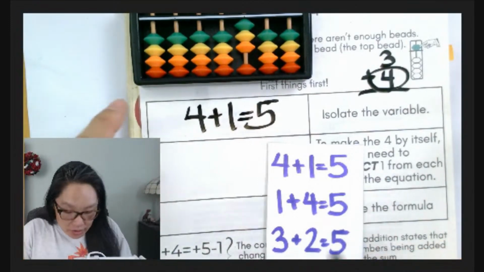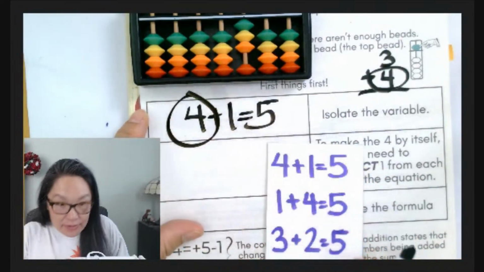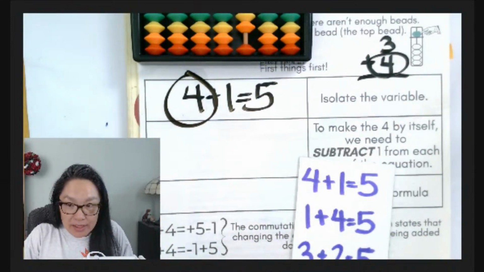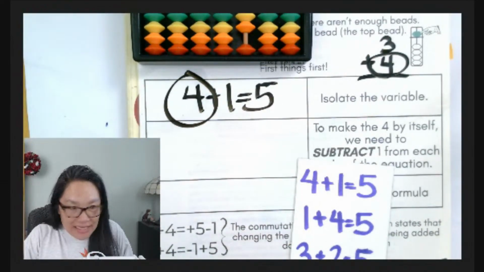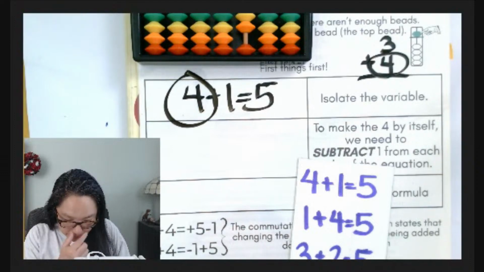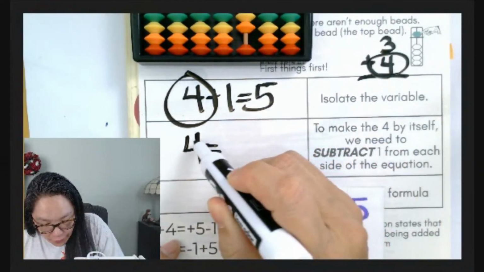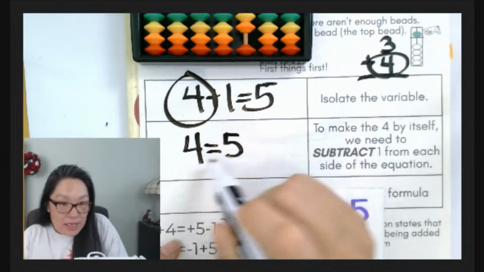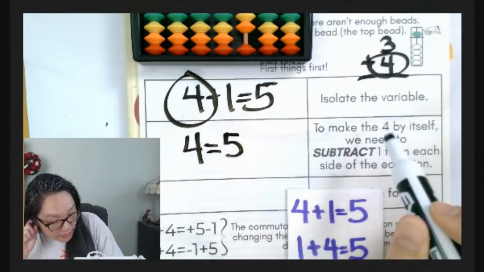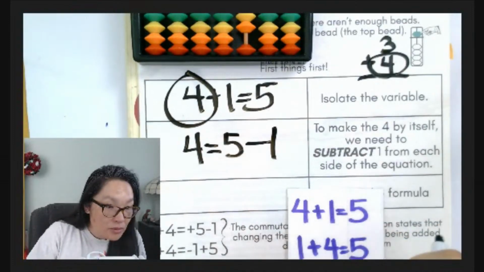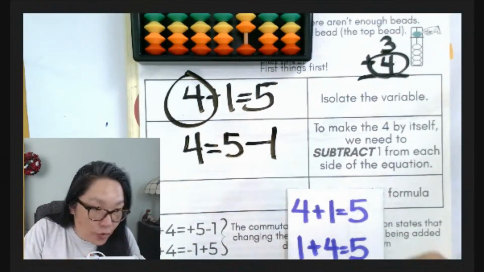So what we're going to do is we're going to isolate the variable. To make 4 by itself, I want to do 4 is equal to 5. This is not balanced. What do we do? We have to subtract the 1. So we're going to subtract the 1. So this is the formula we need. This is what Lizette mentioned, right? We need this formula. Why?